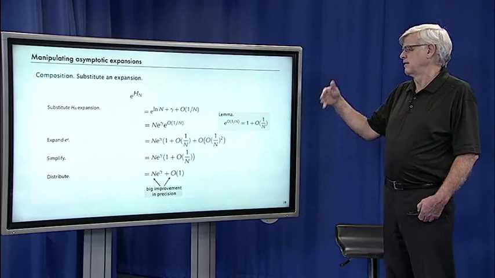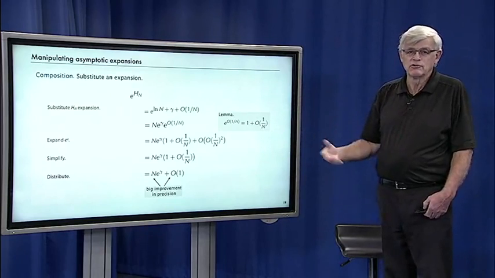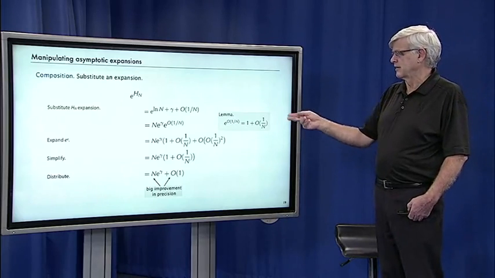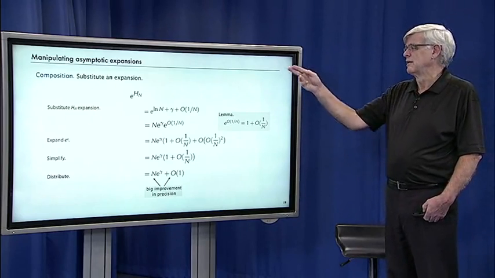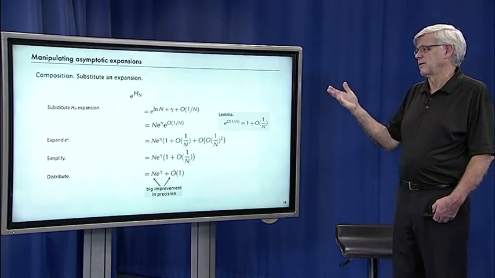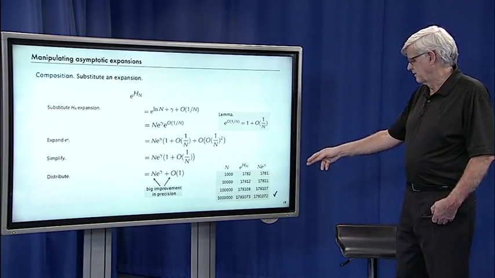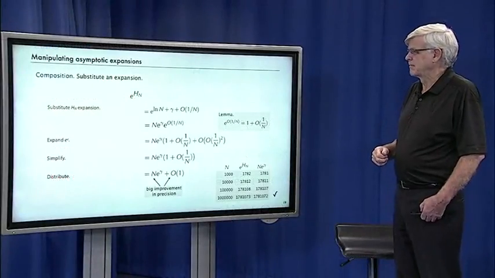Each time that we do an asymptotic expansion, we go down to where we can usually get a big improvement in precision like this, and it gives us a simple expression in terms of familiar functions for something where otherwise its growth might not be so obvious to see. And again, you can see for n equals 1,000,000, this is accurate to within absolute 1, which is a fine, small relative error.